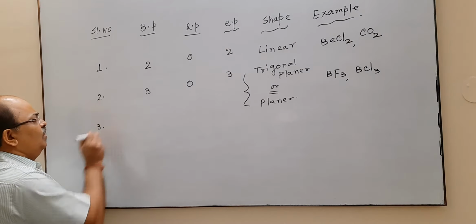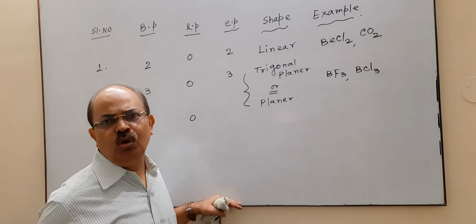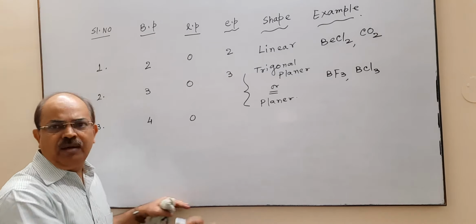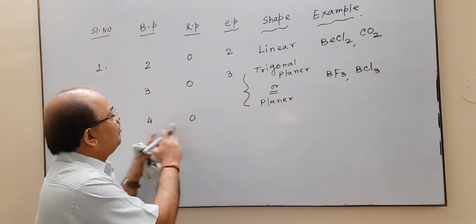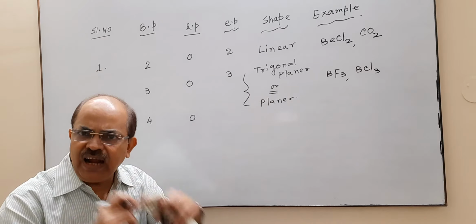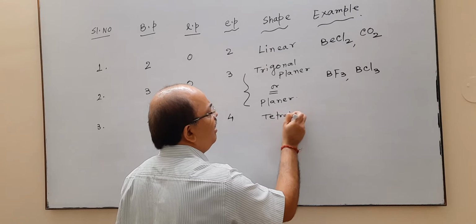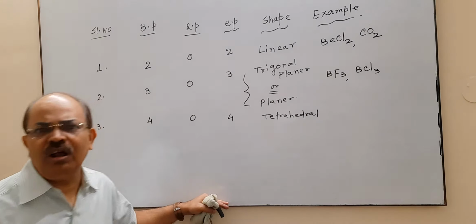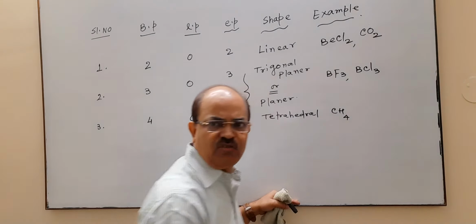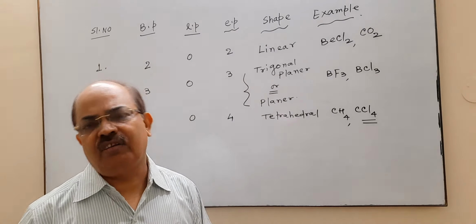Next is the third. If we have 4 bond pairs and 0 lone pairs, मान लीजिए बॉन्ड पेयर आपका 4 है और लोन पेयर आपका 0 है, then what will be the sum of bond pair and lone pair? That is called electron pair. इलेक्ट्रॉन पेयर में दोनों को आप ऐड करते हो, then it will be 4, and then the shape is tetrahedral. The example is methane, that is CH4, or CCl4, that is carbon tetrachloride.